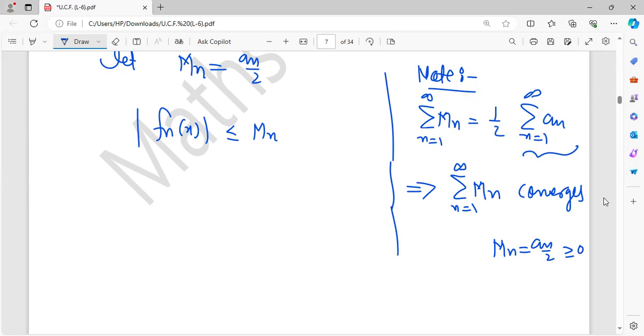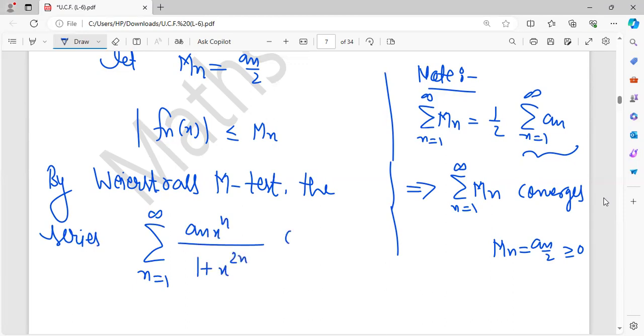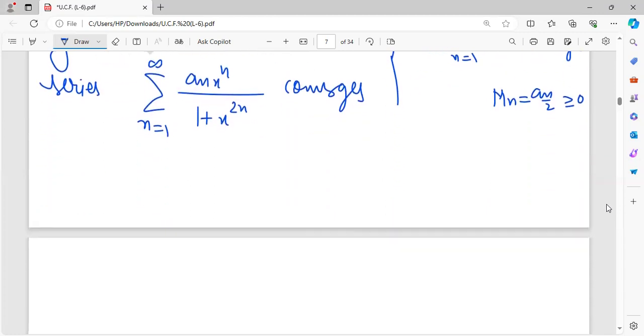So by Weierstrass M-test, the series a_n x to the power n over 1 plus x to the power 2n converges uniformly on R. Okay.